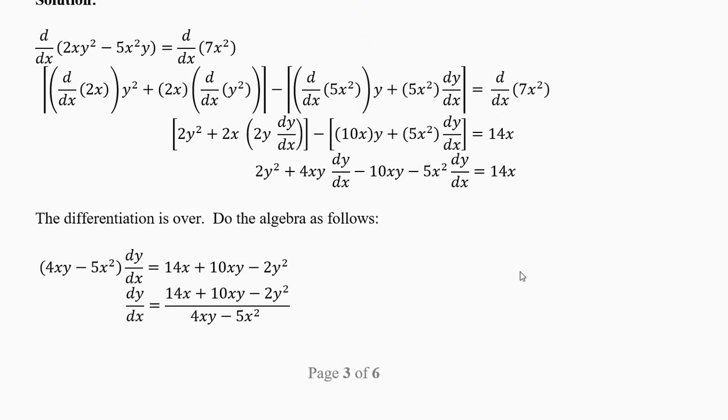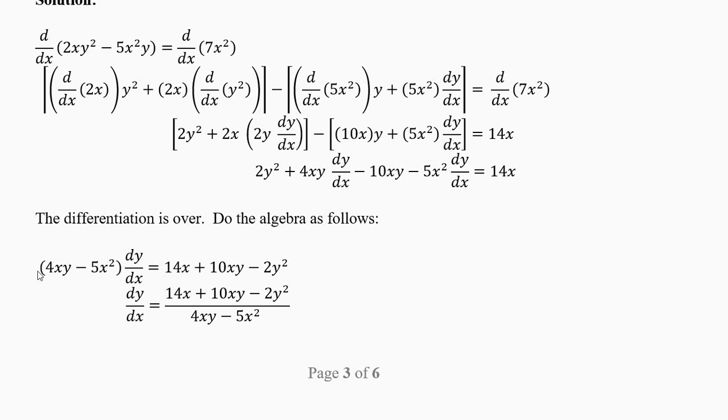Now you have to do some algebra because there are two terms with dy by dx and three things without dy by dx. All terms with dy by dx, keep them on the left. Remaining terms you put on the right. So 14x minus 2y square plus 10xy. This minus 10 will become plus 10 here. Now you'll take a common bracket dy by dx and put the terms 4xy minus 5x square.